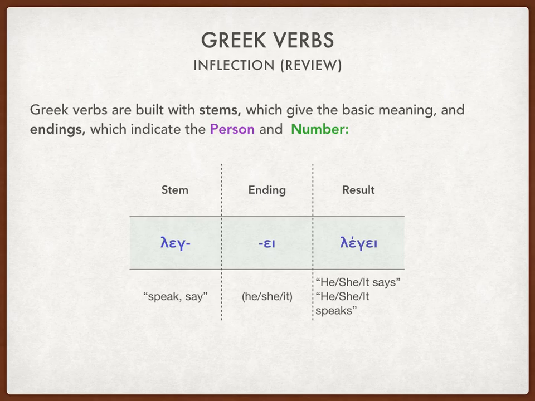But I don't know who's speaking until I hear the ending. The ending tells me, for example, lege, that means he, she, or it says. So I know someone else is doing it. Maybe it's Dicaeopolis saying, or maybe it's his slave Xanthias, who we will meet this chapter, speaking. But I don't know that until I get the ending, a, thrown onto the end of it, the person and number.